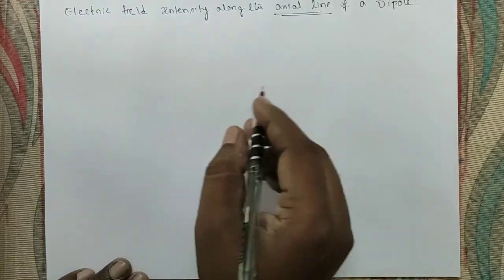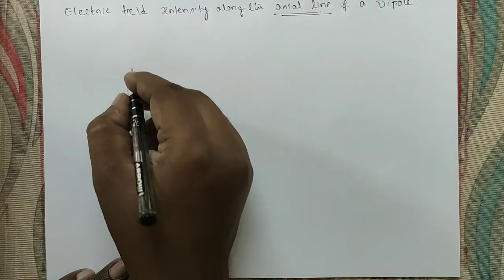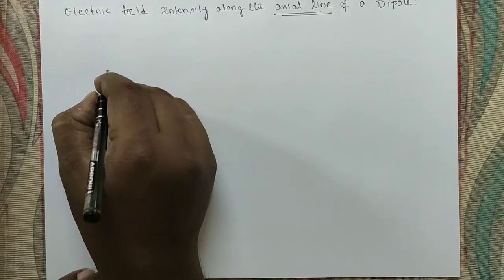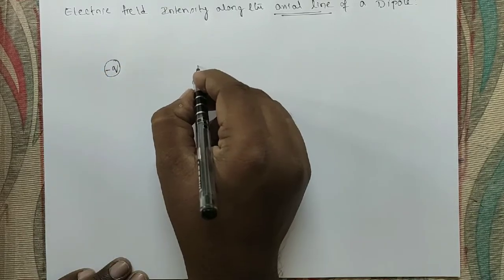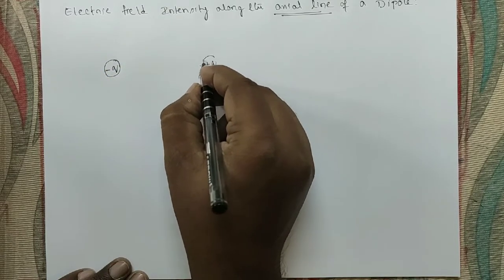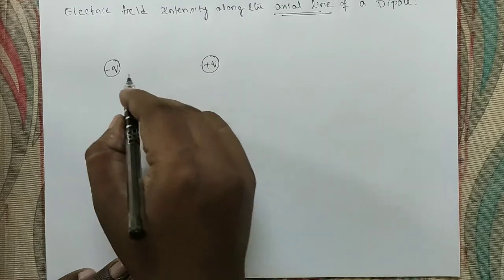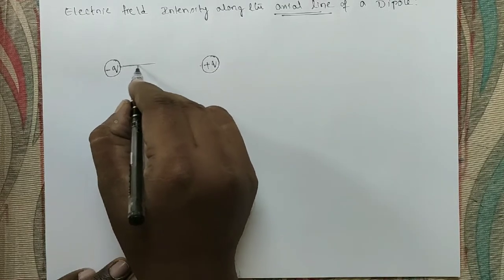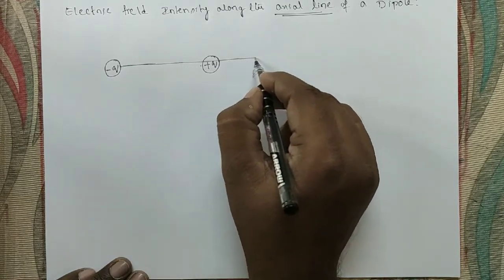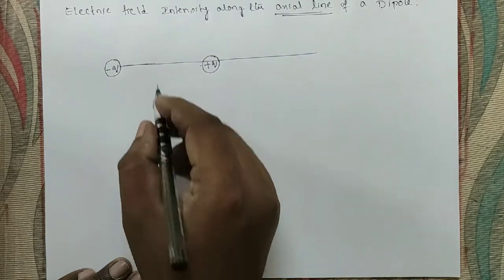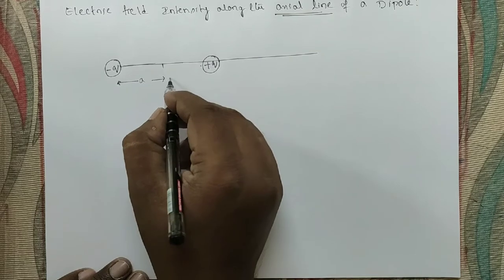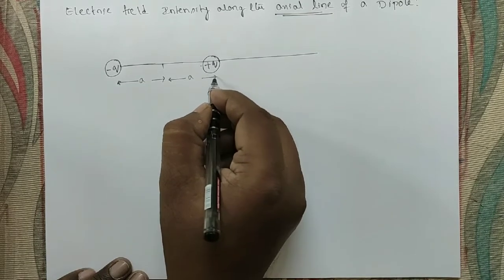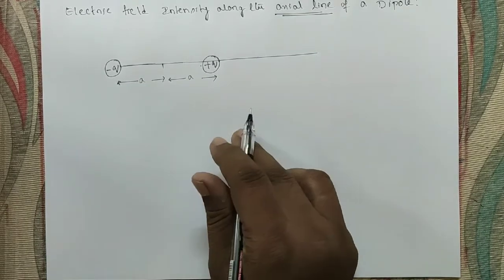Now I am taking the thing here like this. So I have a dipole whose charges are minus q and here plus q, and the line which is joining these two charges is called the axial line. The center to the negative charge distance is A, center to the positive charge distance is A. So what will happen here?